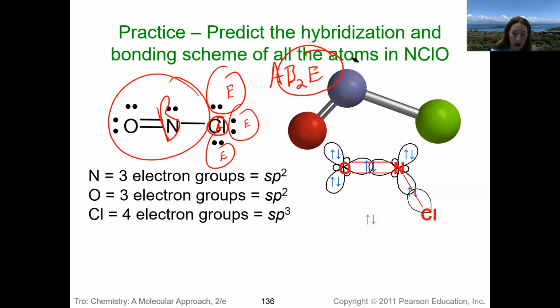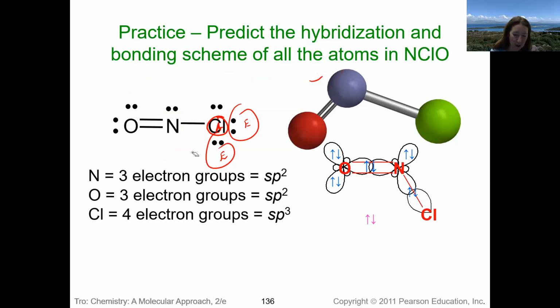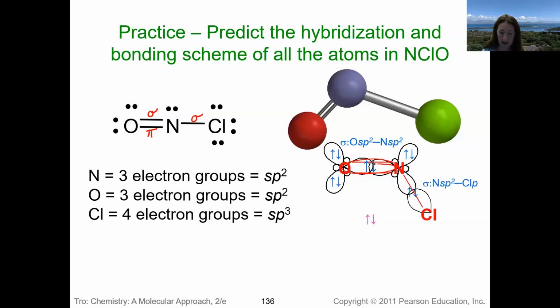Now, if I asked you to draw this, which I very much might ask you to do on your exam, not this exact one, remember, these are sigma bonds. This is the pi bond, right? So you're going to have to identify sigma and pi. The sigma bonds are like an overlap. It's the pi bonds that look like the hot dog bun.